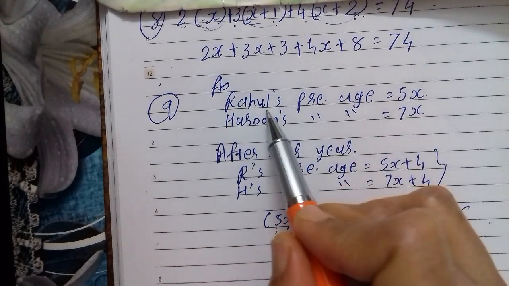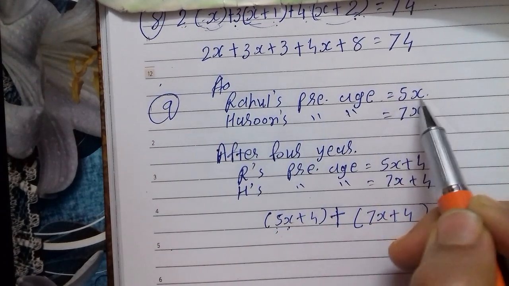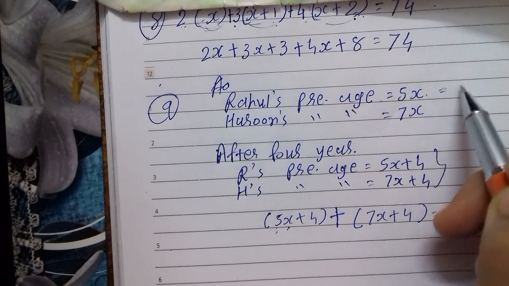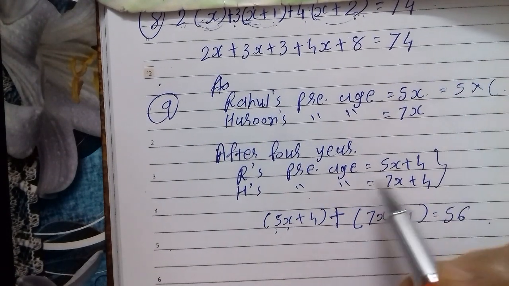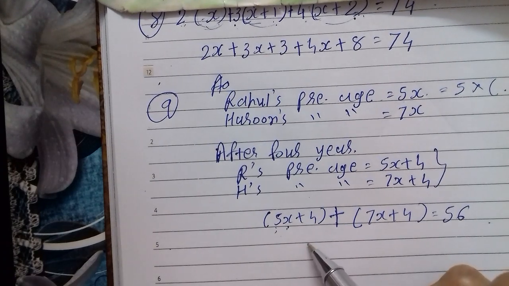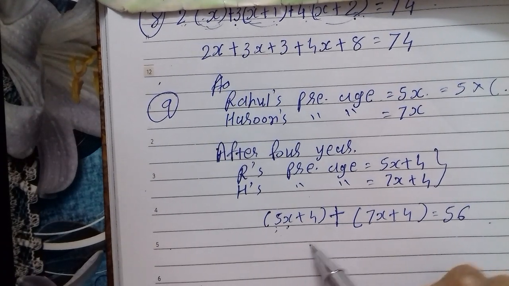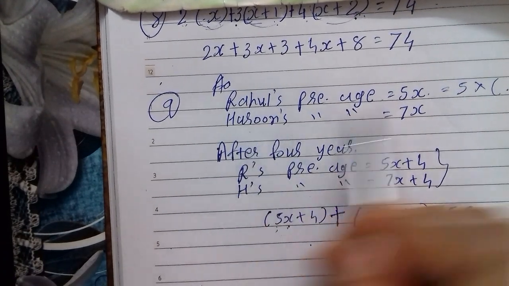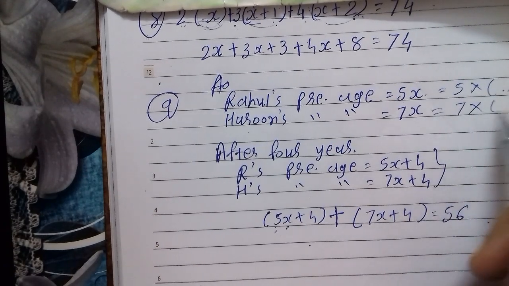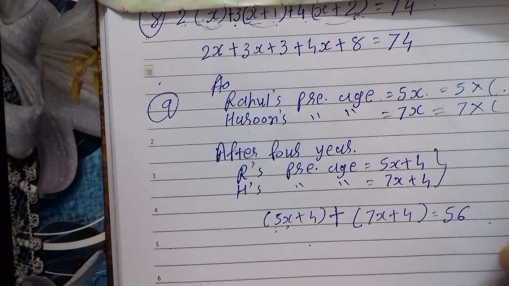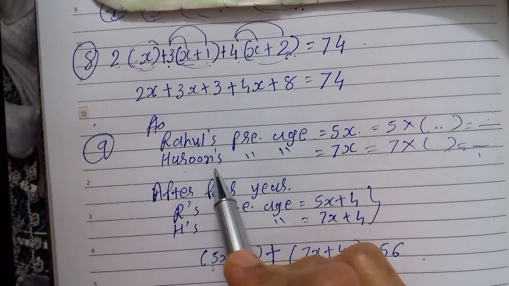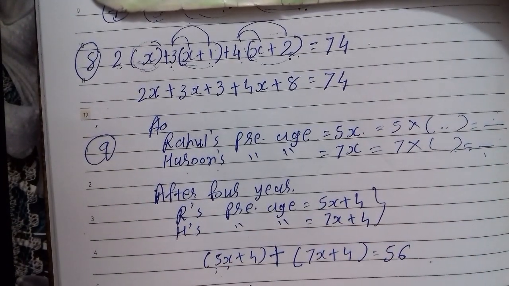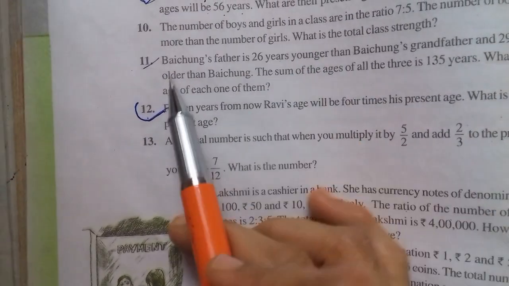So here Rahul's present age is equal to 5x. That means 5 multiplied by the value of x that you have found, and then put the value of x in Harun's age too. So you will get the present ages of Rahul and Harun.